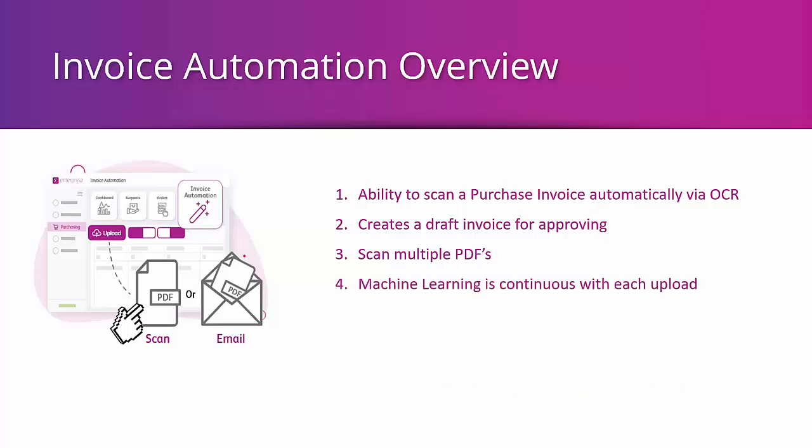So machine learning, I've mentioned already, is continuous with each upload. Central email address, so this is important. The central email address is something that we provide. You will see this in the settings window. You define the users who can scan the invoices. I've mentioned that already. So this is your core group of users that are enabled to forward on the PDFs to the central email box.